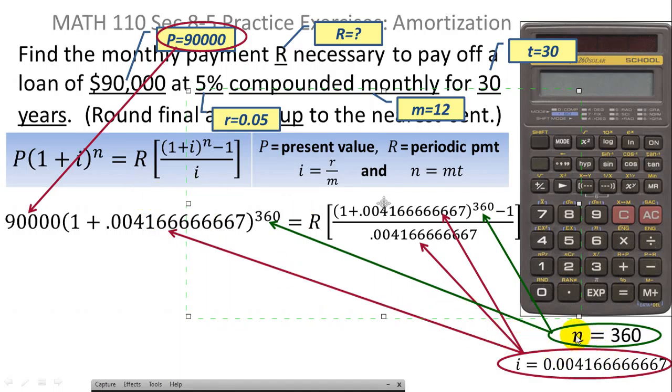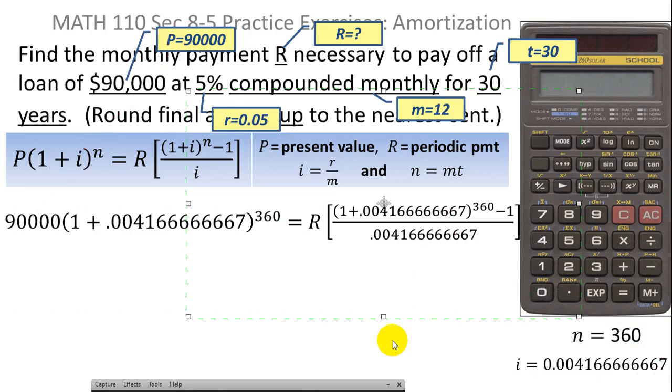And then the n goes in as the exponent on the left here and on the right here. So the 360 goes in here and here. So make sure you get all the values plugged in. Now let's clear some of that off so you can see it better. The rest of the problem is basically arithmetic. Be very careful. So let's just get started.